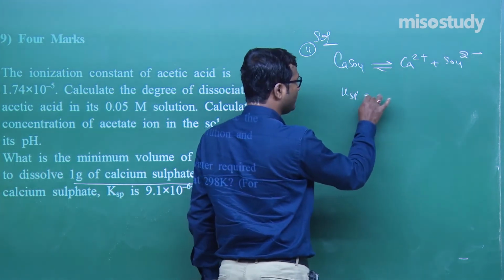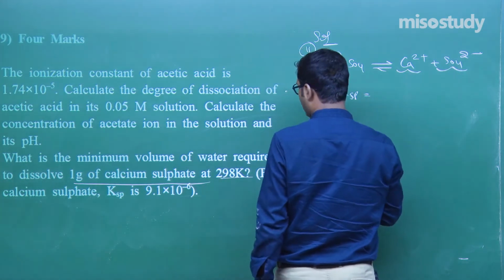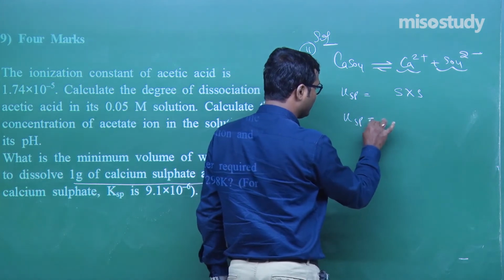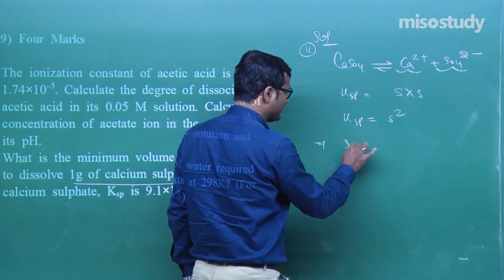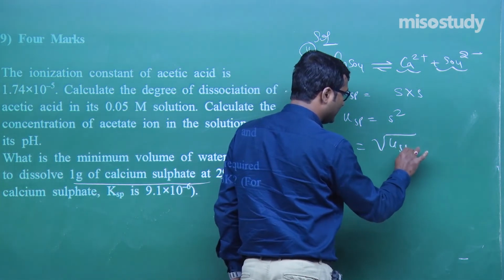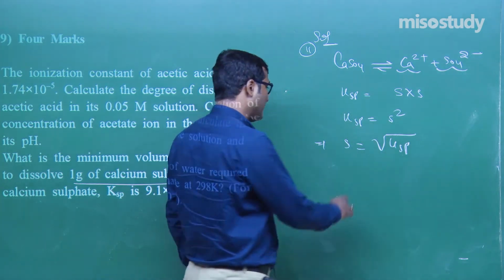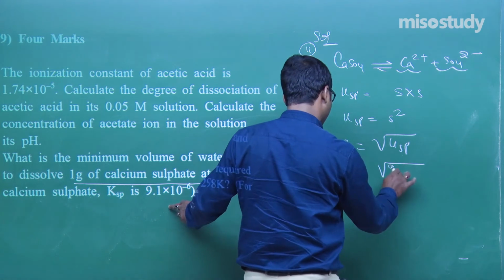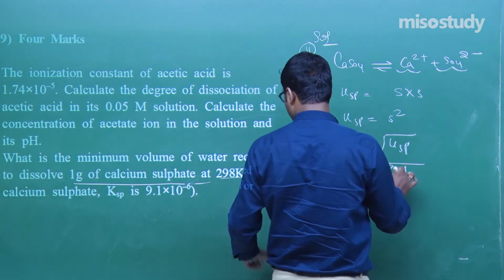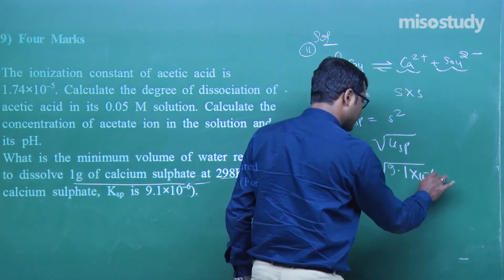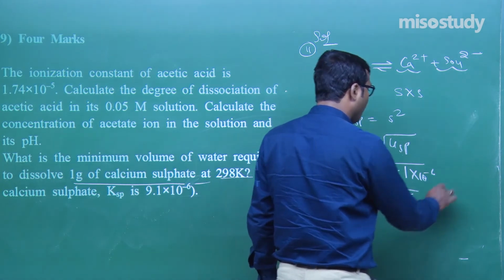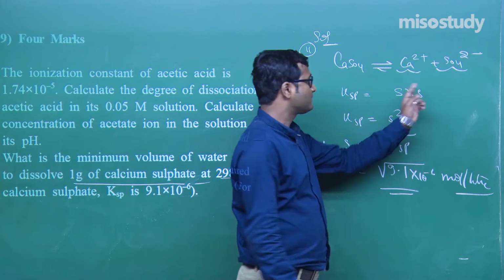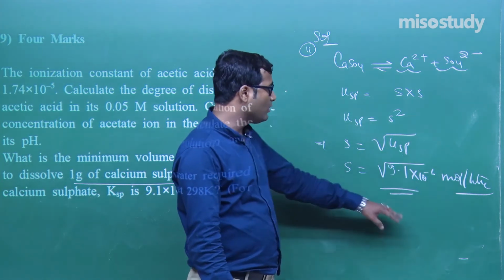Ksp is equal to, we know, Ca2 plus and SO4 2 minus, that is S into S, so Ksp is equal to S square, or we can say S is equal to root under Ksp. S is equal to root under 9.1 into 10 to the power minus 6. This is the case. Now this is mole per liter, that is the solubility. Do you remember, Ksp is related to solubility, that is the mole per liter.